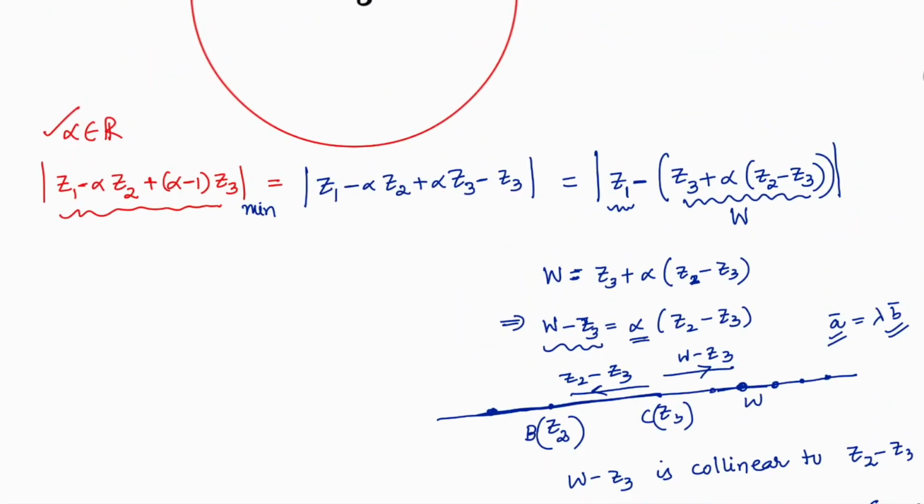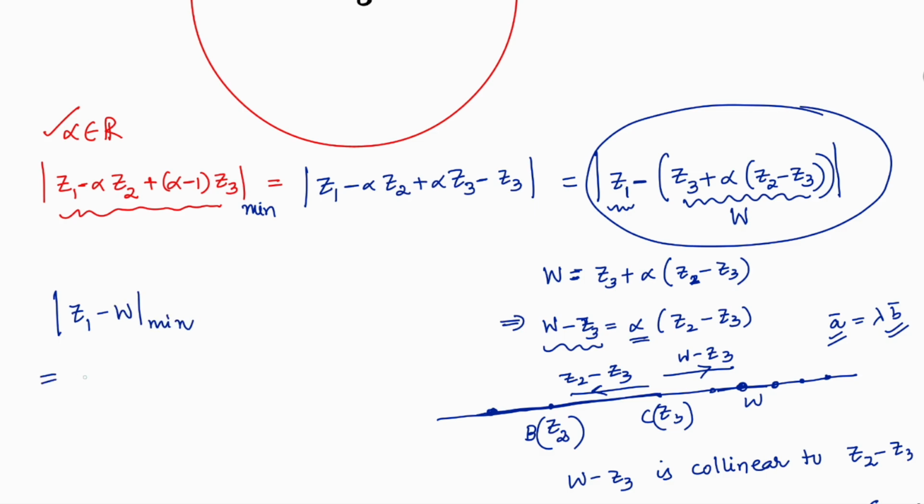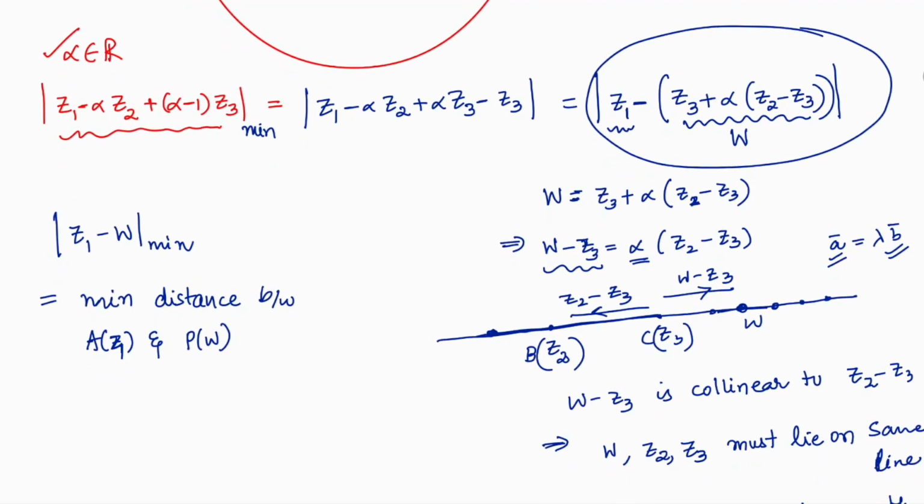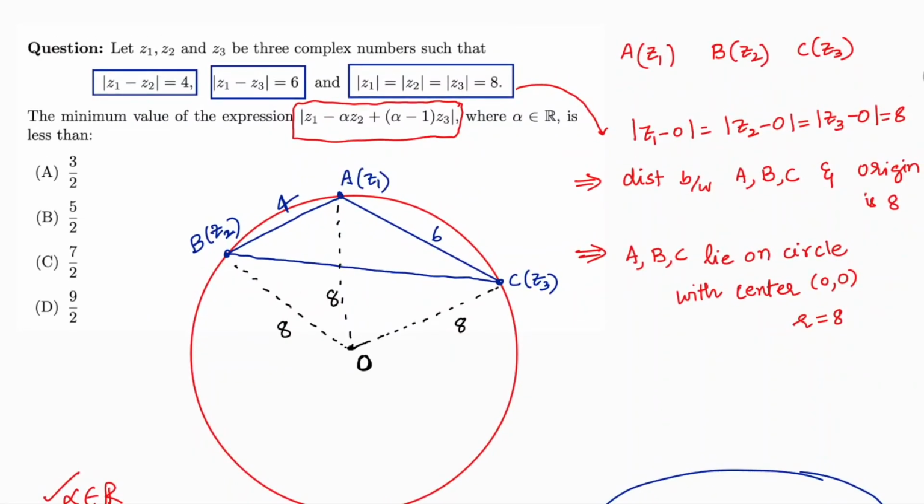What is the question saying? We want to minimize this. That means we need the minimum distance between the point representing complex number z1 and the point representing complex number w. But w is a point on the line, right? So what is happening here? w is some point on the line joining B and C. z1 is here. I want the minimum distance between this particular point and this particular line.